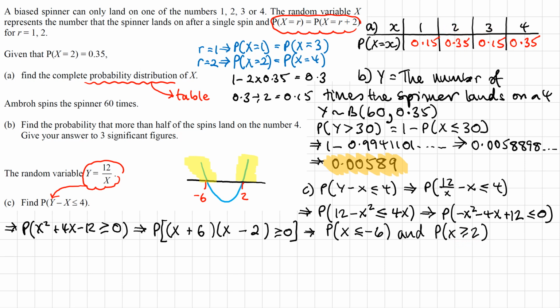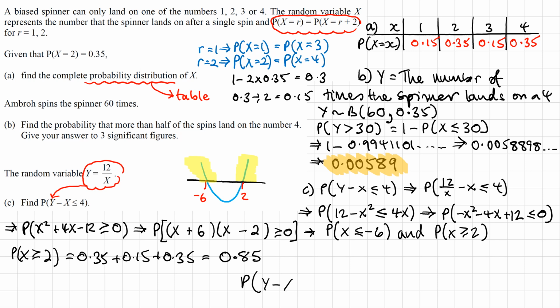So I'm only really interested in the probability that x is greater than or equal to 2, and that's going to be the 0.35 plus the 0.15, that's a probability of 3, and a probability of 4, 0.35. If I add all of those together, I get 0.85. So answering the original question, the probability that y minus x is less than or equal to 4 is equal to 0.85.